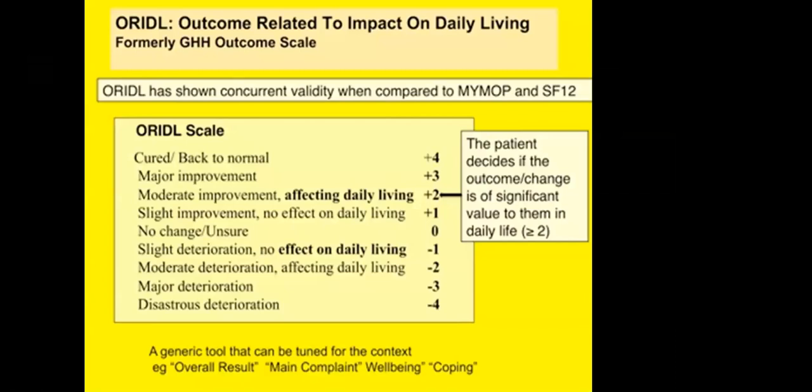We ask the patient what has been the overall effect of treatment on your main complaint or on your general well-being. This tool can be tuned for the context. We can use this scale for the main complaint and also for well-being. If the patient says there is no change, the same, or unsure, we record 0. If the patient says he is better or worse, then they record their perceived degree of improvement or deterioration on the numerical scale, like slight improvement or slight deterioration with no effect on daily living, which is +1 or -1.